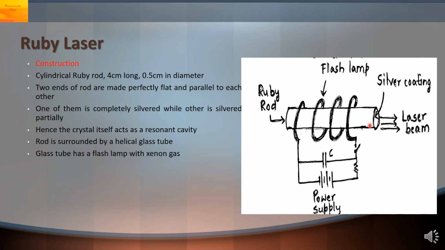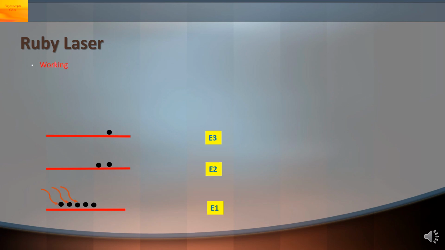The rod is surrounded by a helical glass tube and this glass tube has a flash lamp with xenon gas. The flash lamp, when it is activated with the help of the power supply, will produce flashes of white light. So we'll see the working.